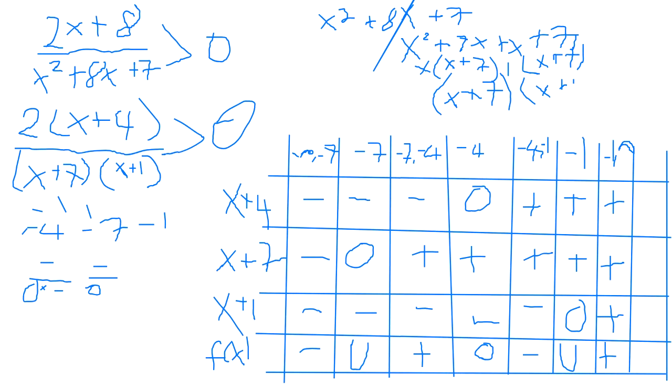So the question says to find the values of x that make the expression positive. So where are we getting our first positive? It will be from negative 7 to what? Negative 4. Can we all see that? Yes, sir. Then our second answer will be from negative 1 to what? Infinity. Please, can we all see that? Yes, sir.